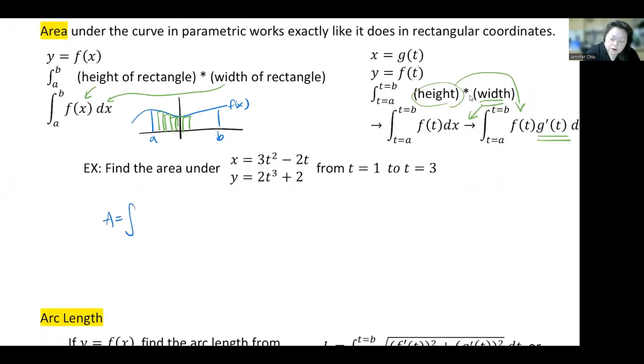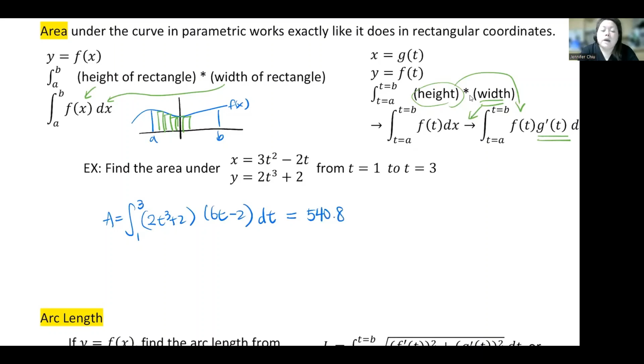The area under this curve of this parametric equation will be from 1 to 3 of your y function, that's your height, so 2t cubed plus 2, times your dx, so then you have to take the derivative of your x function here, and that would be 6t minus 2 dt, and then you plug that all into the calculator, and that will give you exactly 540.8.